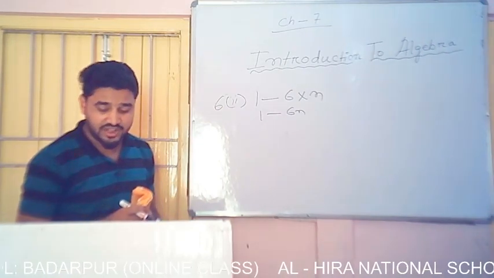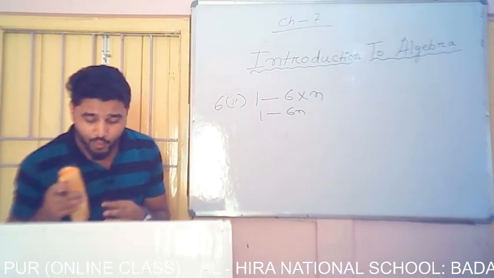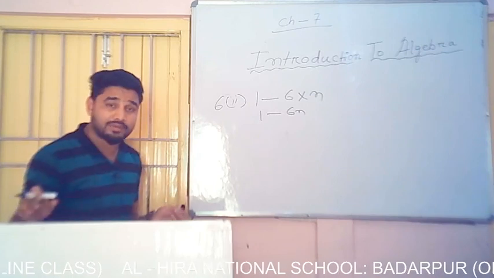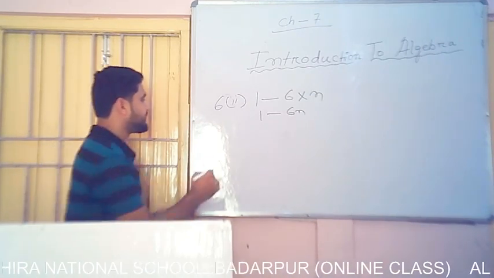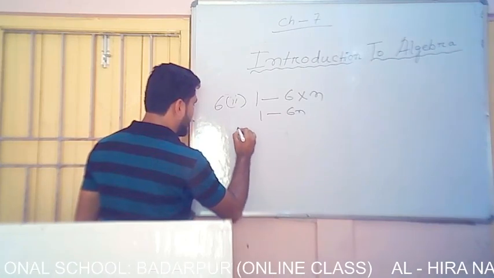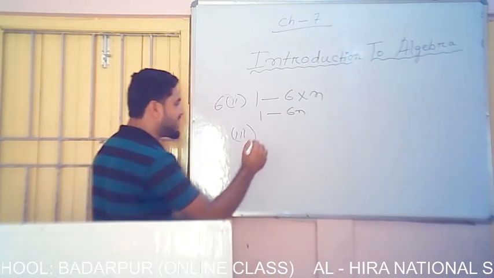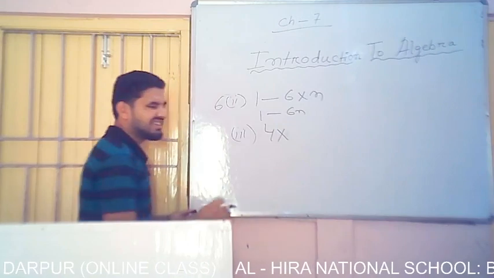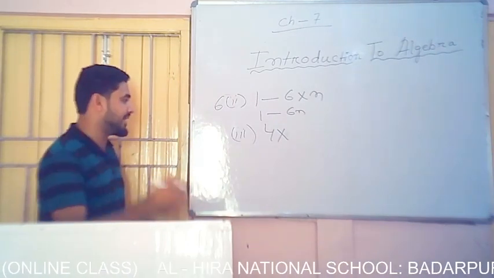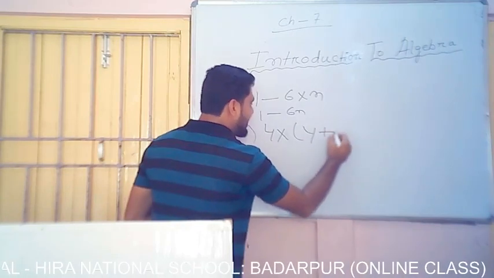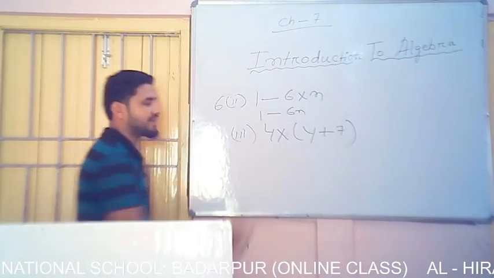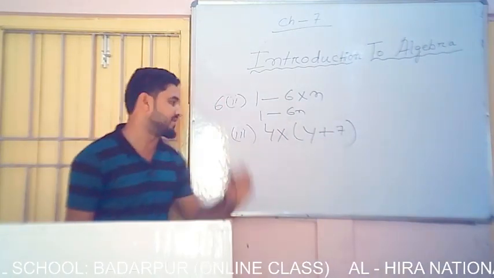Now come to question number 3. 4 times the sum of y and 7. 4 times, that means 4 into the sum of y and 7. Sum of means plus. So it is your required answer.